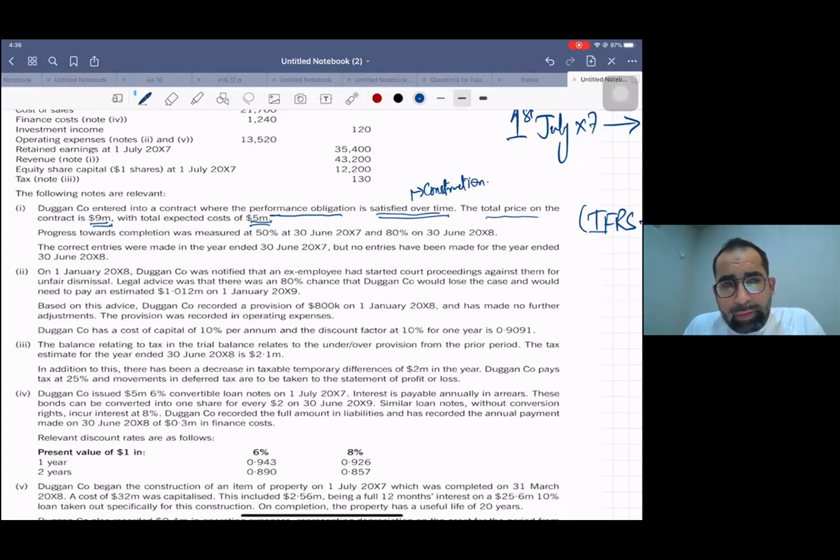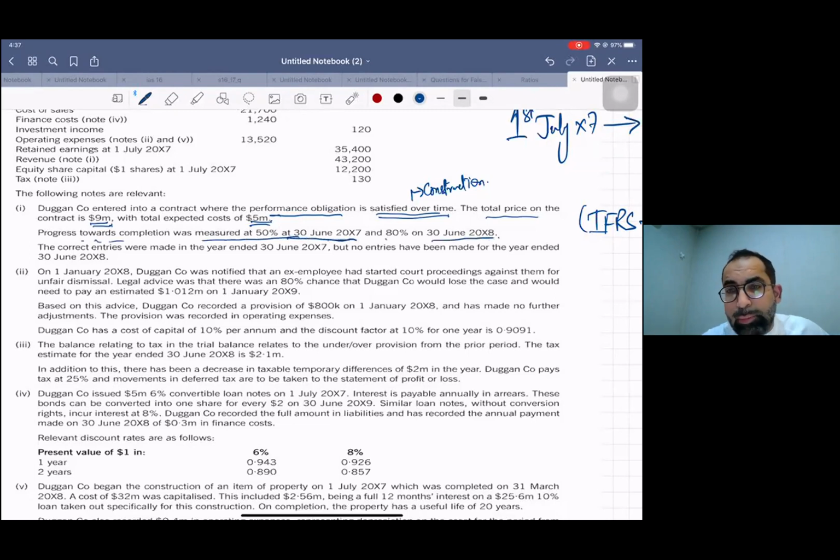Okay. Now one very interesting thing I want to say, and you should think over it. Whenever you calculate SOC, or whenever it is given ready made, it is always as at. Stage of completion is always as at. Now read it. Progress towards the completion was measured at 50% at 30th June x7 and 80% on 30th June x8.